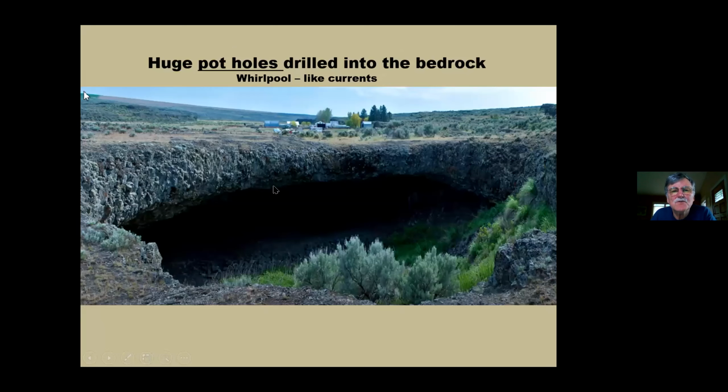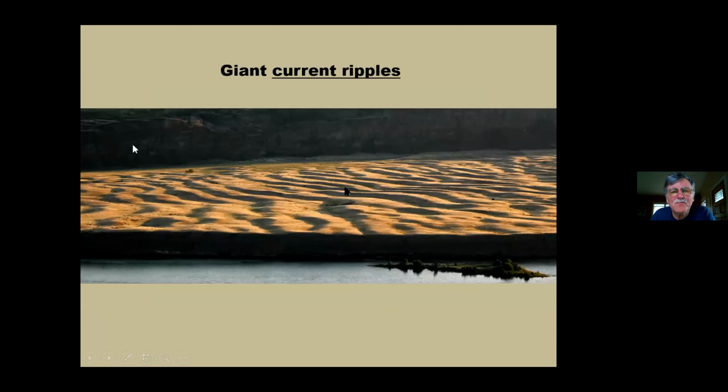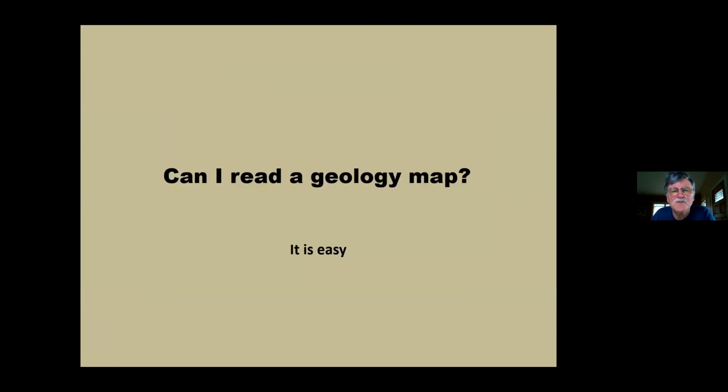And it also had these huge potholes that were formed by whirlpools you can stand in. And also these current ripples. They had a long time figuring out because these things are huge, but they're the same things that you would find on a beach. If you go, current ripples, you've seen these when they're really small, but these are huge in Eastern Washington. So, can I read a geology map?